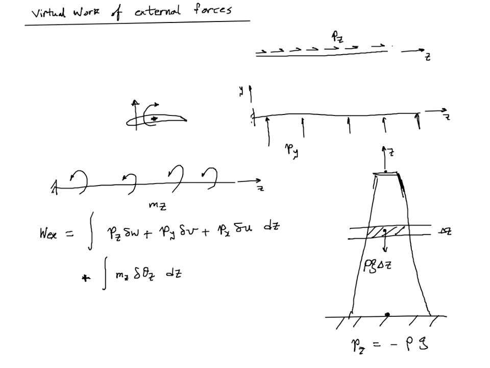So this gives us the total work done by external forces in the form of an integral over the beam. If we have concentrated forces, of course, it will be force multiplied by the displacement at that point. If it is a concentrated moment, it will be the moment multiplied by the virtual rotation at that particular point. So this illustrates the virtual work of external forces.